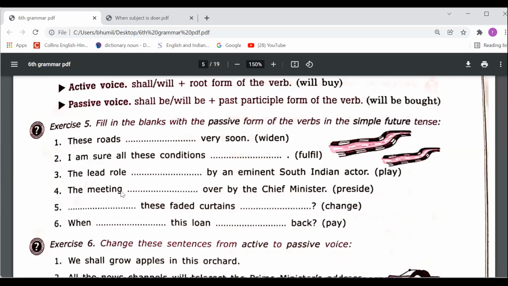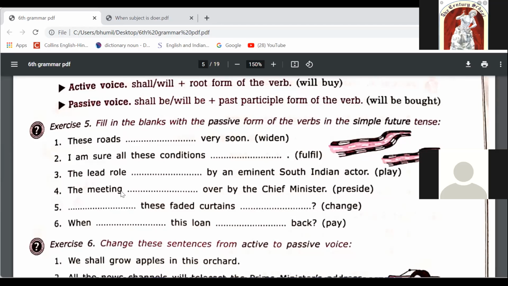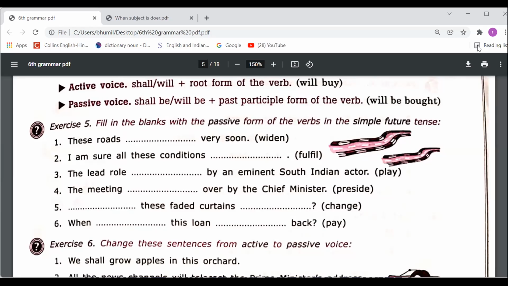Next sentence: "I am sure all these conditions," and the word to fill in is fulfill. So we have to write this sentence in this way: I am sure all these conditions will be fulfilled. In passive voice we have to use be plus third form, and after will we know that we always have to use the root form, and the root form of be is be itself, right? So that's why be plus third form we write: these conditions will be fulfilled. So two sentences I have told you, the rest of the sentences you have to do by yourself.